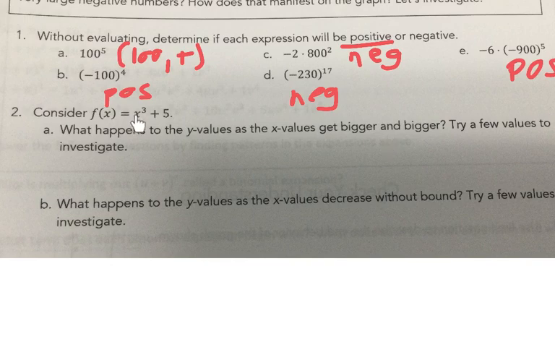That would keep happening if you plugged in 1,000. Think about it. 1,000 to the 3rd is a big number. Add 5, it's still positive. So as the x values get bigger and bigger, the y values also get bigger. So what I would say here is as x gets bigger, y gets bigger.